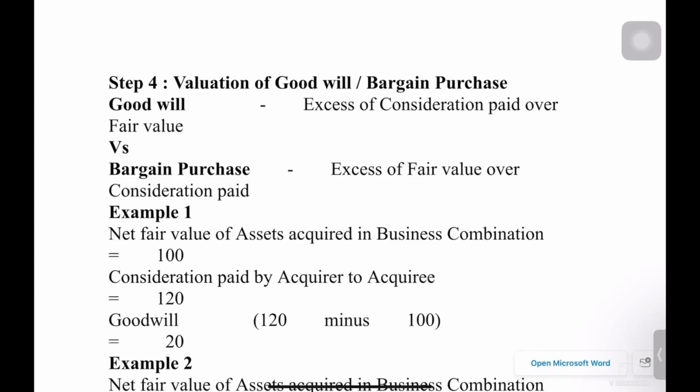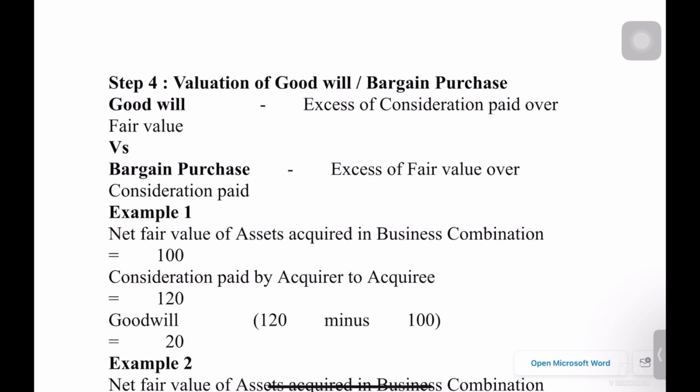Hello, hi dear students. Today we'll go through step 4 of business combination accounting, which talks about valuation of goodwill and the bargain purchase. So let's go through what is goodwill and what is bargain purchase. Goodwill will arise when the acquirer pays consideration in excess of the fair value. So that's a situation where we will have the goodwill.